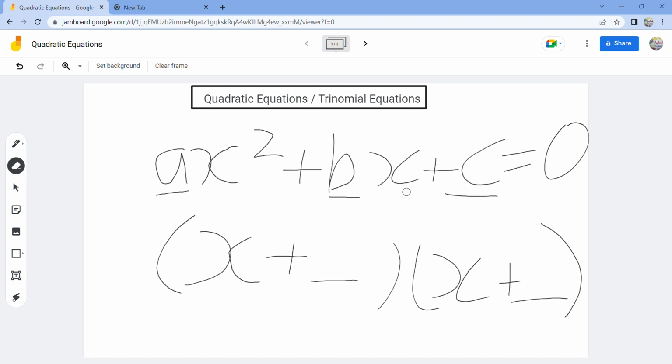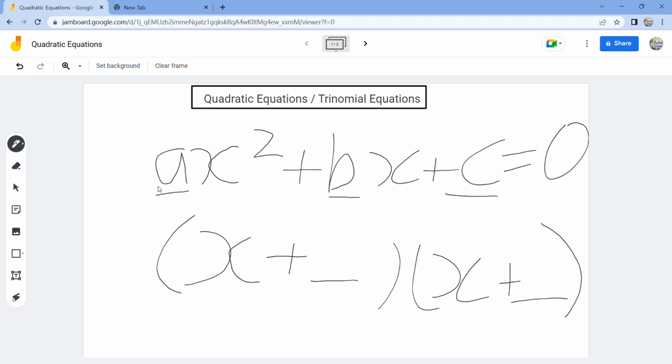So today we're going to learn about quadratic equations. Another word for quadratic equations is trinomial equations. Trinomial equations are equations with three terms, like x squared plus something x plus something. Quadratic equations are also in that format.